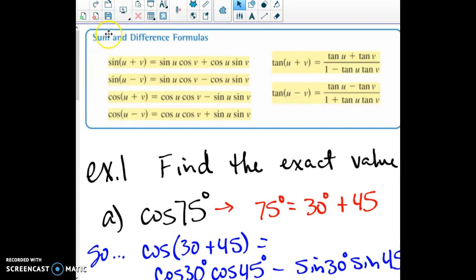So what these formulas give us is the ability to figure out the exact value of different angles. We understand from the unit circle we can do 30, 45, 60, 90, all of the easy angles. But what we're going to be able to do with sum and difference formulas is find more complicated angles. So let's look at example number 1.